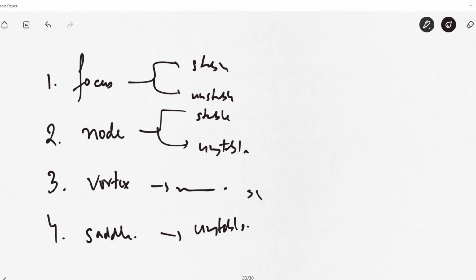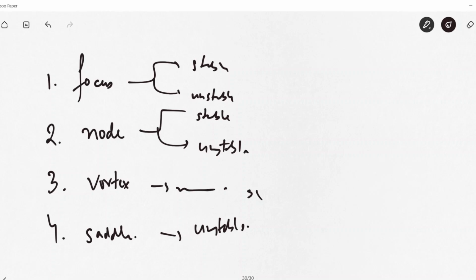So focus is something where we have complex roots either in the left half of the S-plane, then it will be stable, or in the right half of the S-plane, then it will be unstable. Node is points where they are real roots, and these roots are again distinct roots. They will be either in the left half, then such a node will be referred to as a stable node, or in the right half, then such a node will be an unstable node.